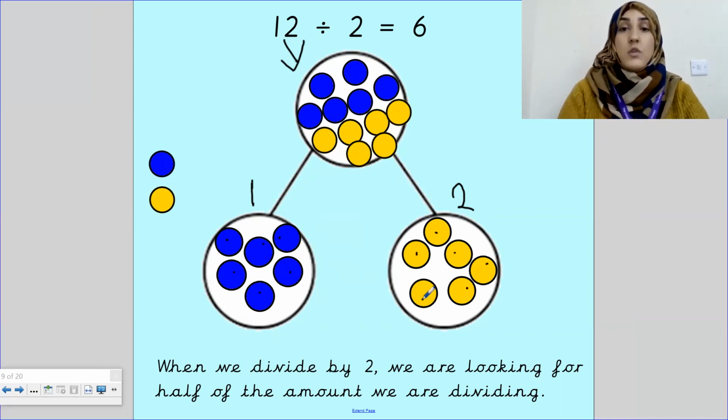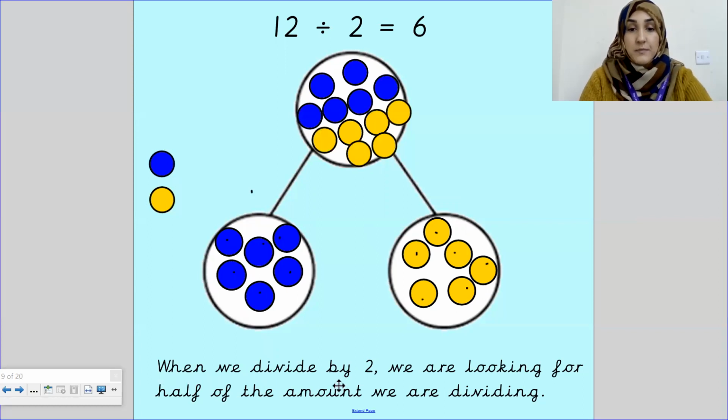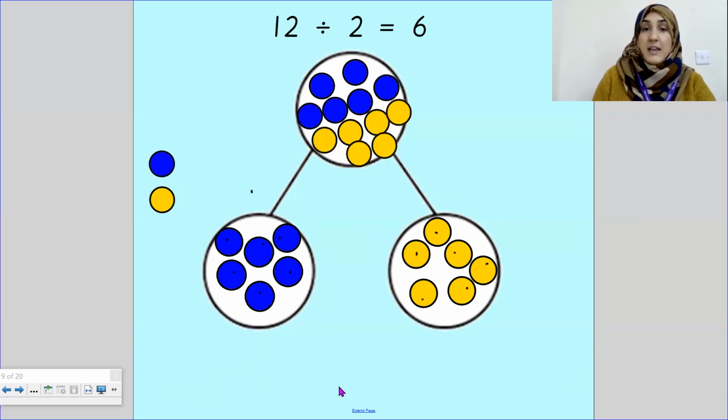Okay, Morris, I'm going to ask you something now, and I need you to pay attention. Looking at just this part-whole model, so let's rub out all of these extra lines. Can you help me create a multiplication sentence? So let's just have a think.